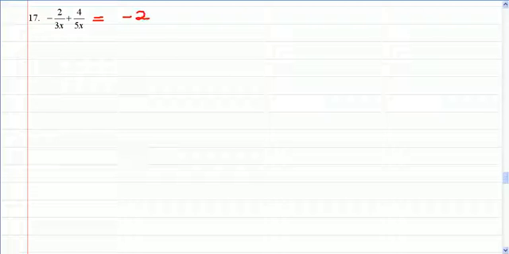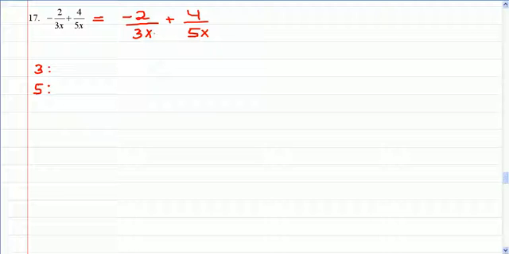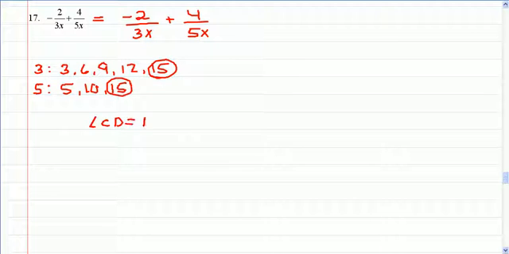For number 17, we have negative 2 over 3x plus 4 over 5x. And the x's are in the denominator, so we just take 3 and 5 and write the multiples of 3 and 5. They both have an x, so you don't have to include the x in the multiple list. You can just write the multiples of 3 and 5. And I have a match of 15, so my least common denominator is 15.